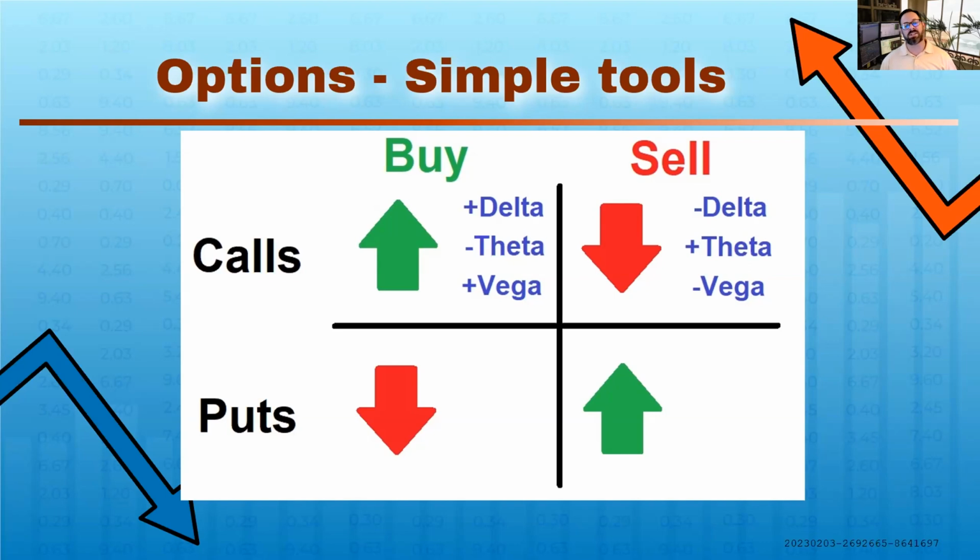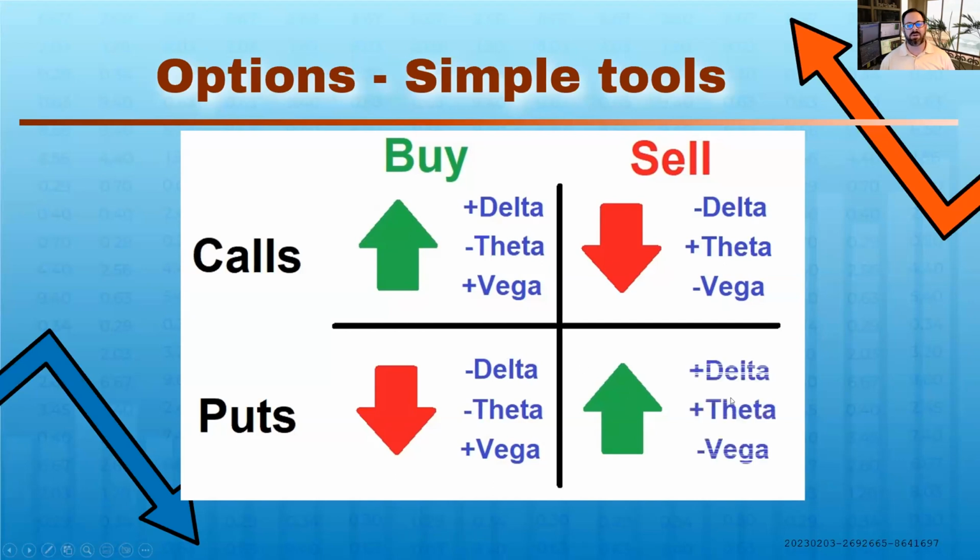Anyway, when we go to the puts, not everything is opposite from the call. When we're buying, we're going to have negative delta again because of the red arrow. If you have a red arrow, you have negative delta. Green arrow, you have positive delta. You see that on the sell side of the put. And when you have a buy, that affects your time, so theta is also negative on the put. Vega is also positive because you bought an option.